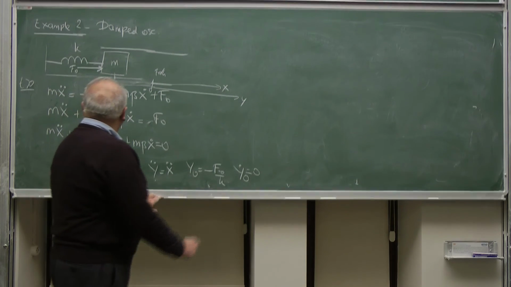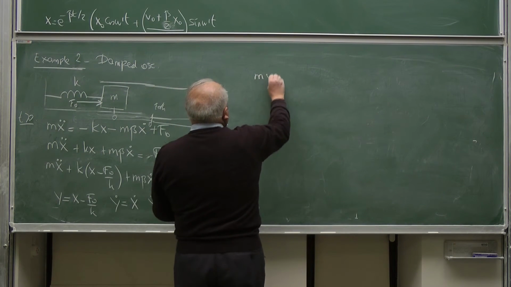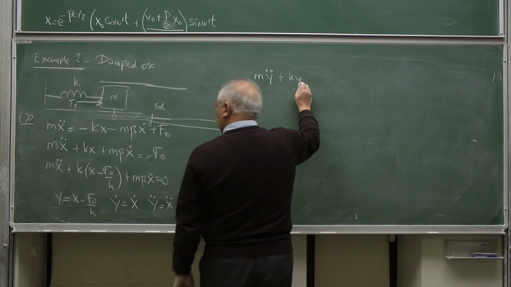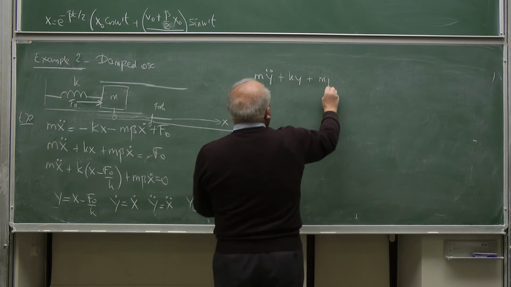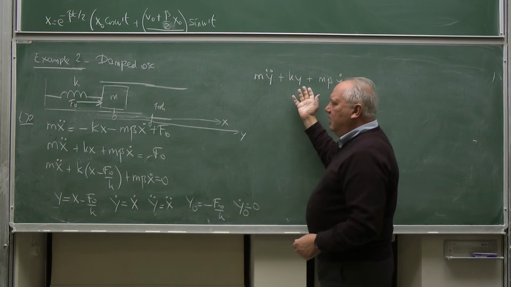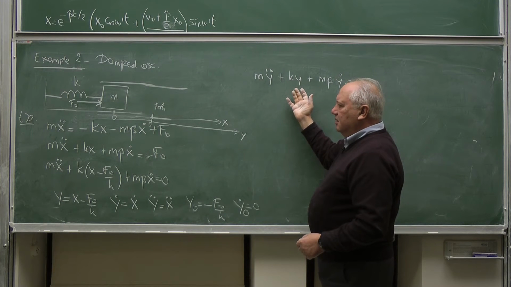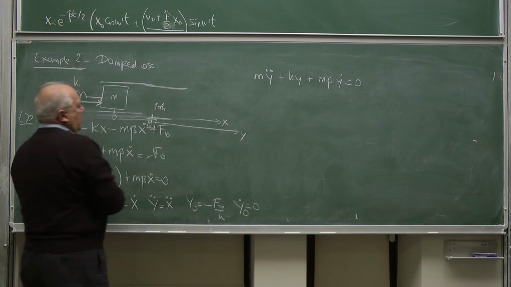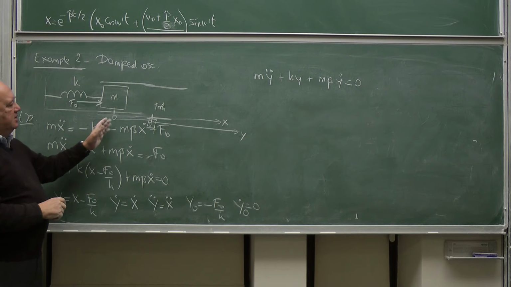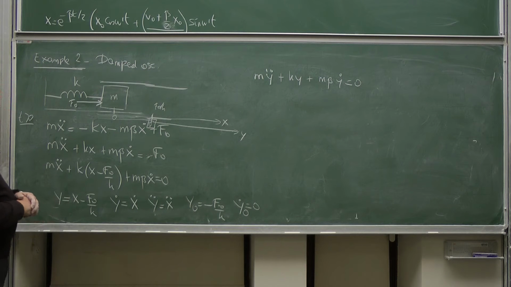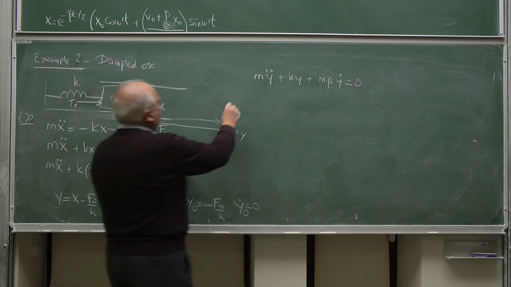So the problem is this: m y double dot plus ky plus m beta y dot is equal to 0. You see, the force is completely eliminated, but we have a new coordinate y. And more importantly, we have a new equilibrium position. The equilibrium position has shifted from x equals 0 to F0 over k. And the y solution is easy.